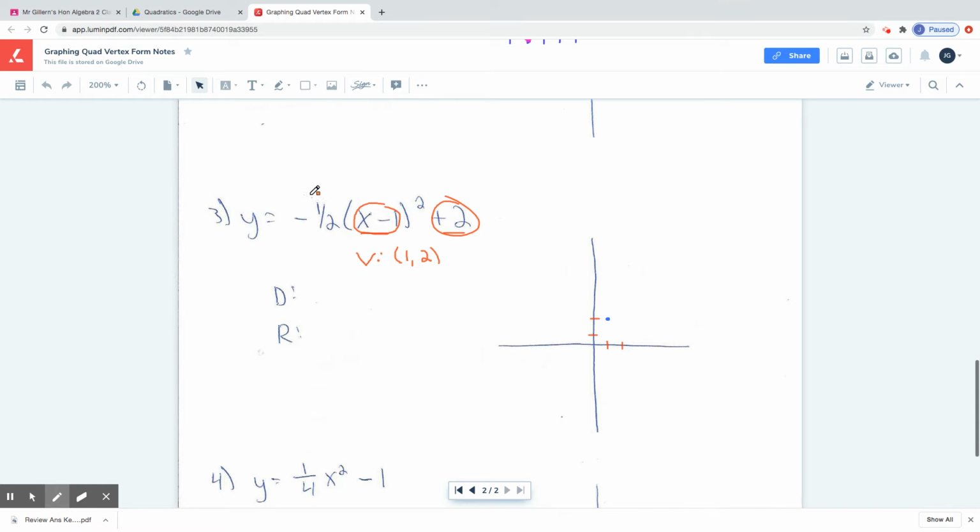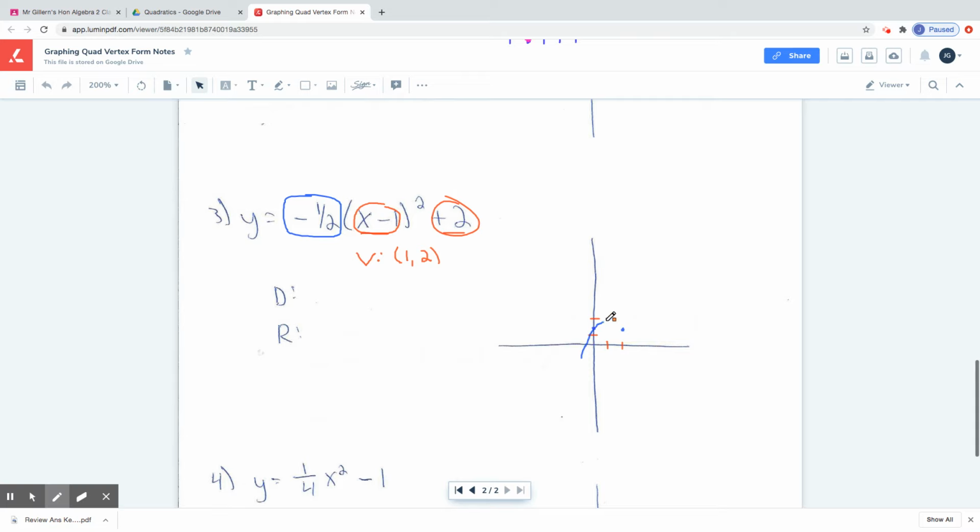Okay. Now we have A that is negative. So now is our first time we are going to go down. Now, do not go down 1 and the right 2. Do not treat this like slope. We always go to the right and left 1. We go down this amount. So we're going to go down 1/2 to the right 1. We're going to go down 1/2 to the left 1.